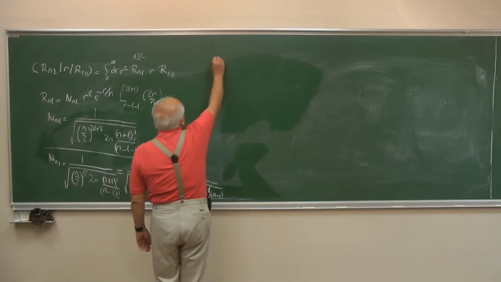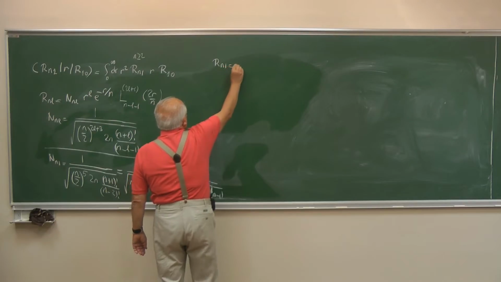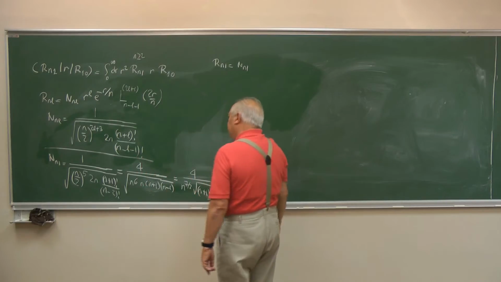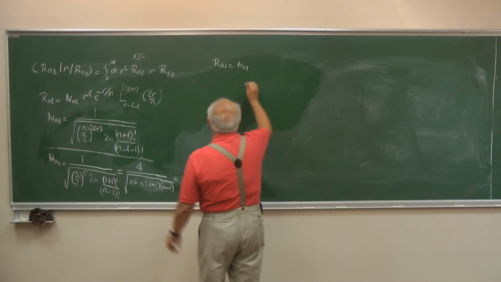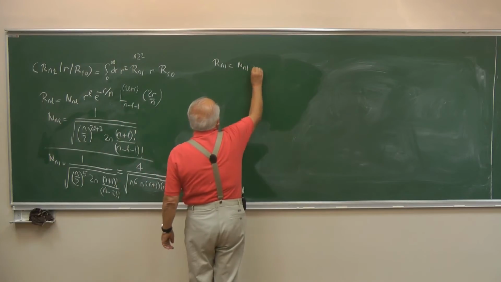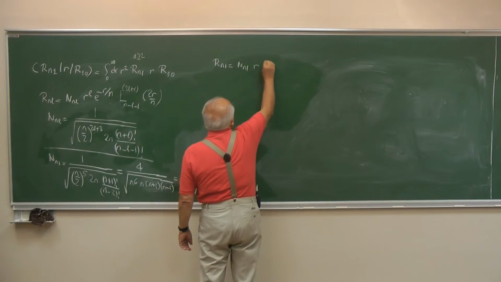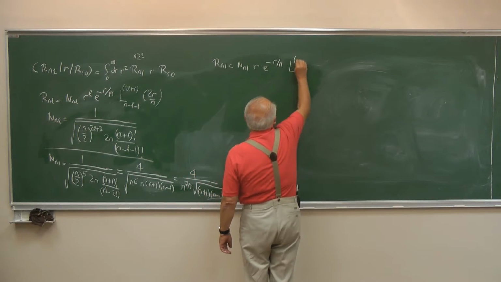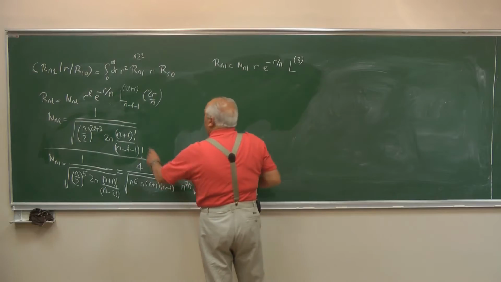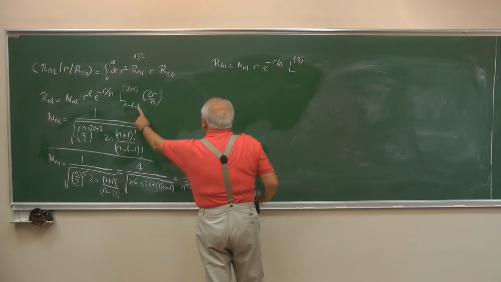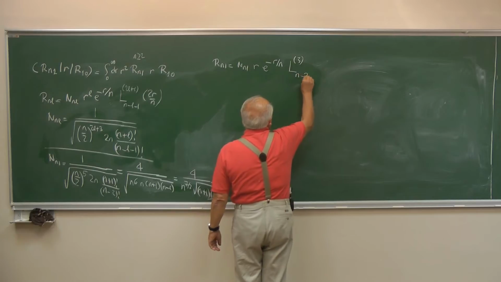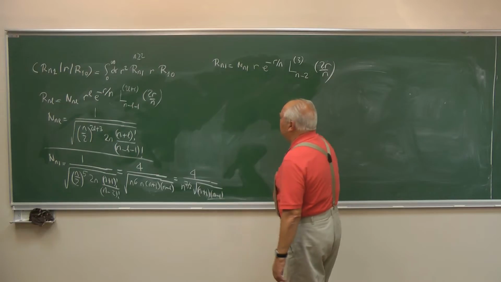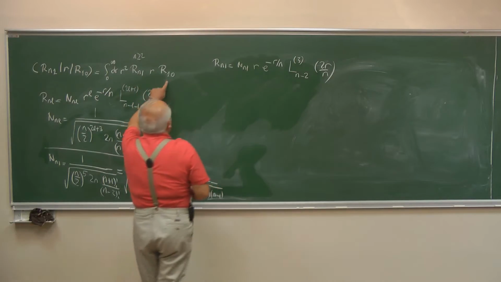So R n1 is N n1, which I don't need to write again, I have it here, times, with l is 1, r e to the minus r over n, times L with index 3 and n minus 1 minus 1, so it is n minus 2, of 2r over n. So this is the function that goes in here.